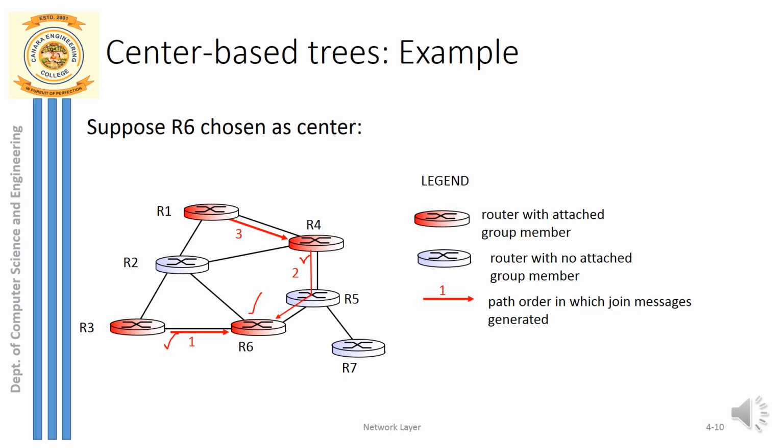And now these R5, R7, R2, if at all they receive the packet, they will send a prune message there in order to keep themselves away from the multicast grouping. Okay.